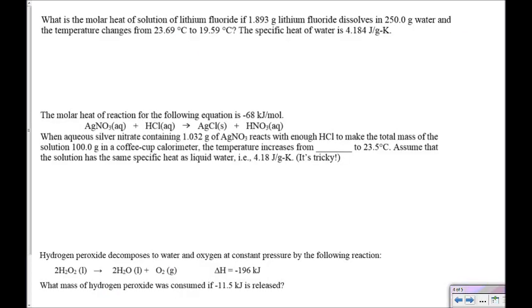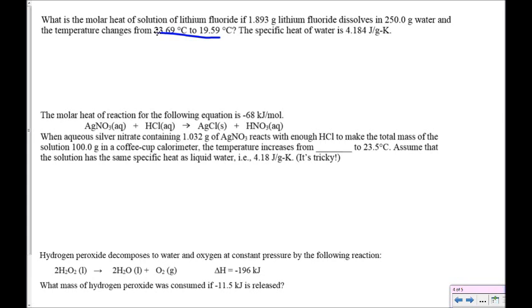What is the molar heat of solution of lithium fluoride if 1.893 grams of lithium fluoride dissolves in 250 grams of water and the temperature changes from so on and so forth? Right there, I see that. I know it's Q equals MC delta T. The question is, is it plain old calorimetry or is it coffee cup calorimetry? Is it a negative MC delta T situation? Well, look at the problem.